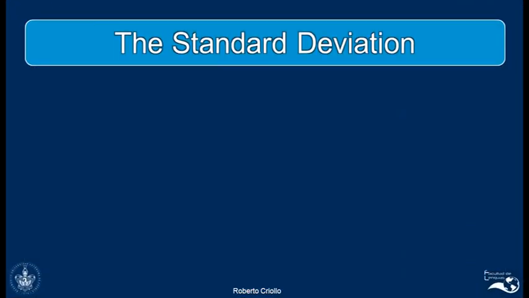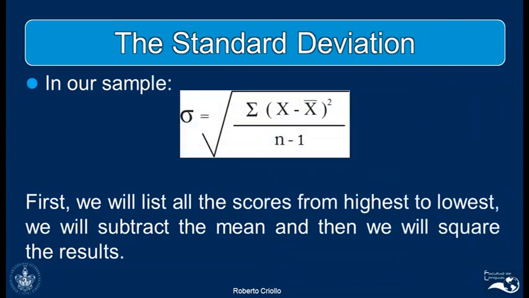Let's see what this means in our sample. We have the formula, okay? So the first thing that we need to do is to list all of the scores, the scores meaning X, from the highest to the lowest. Then we will subtract the mean from every individual score. That's X minus X with the line on top. And then we're going to square all of these results, okay? Let's do the first part together.